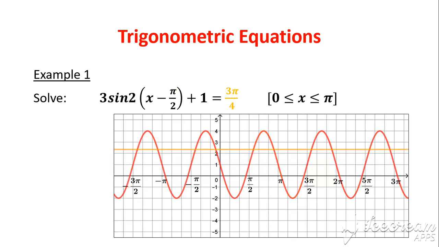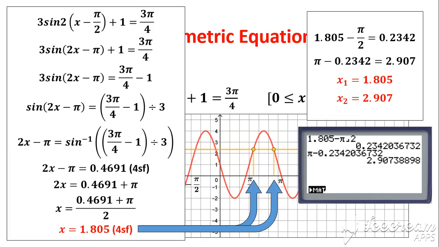Right, here's the value of 3 pi over 4, and our job is to find all solutions that are between 0 and pi radians. And there are 2 we need to find. Now, we did in the last video, we solved it algebraically. And if you remember all this working, we got there to find our 2 solutions, which was 1.805 and 2.907.